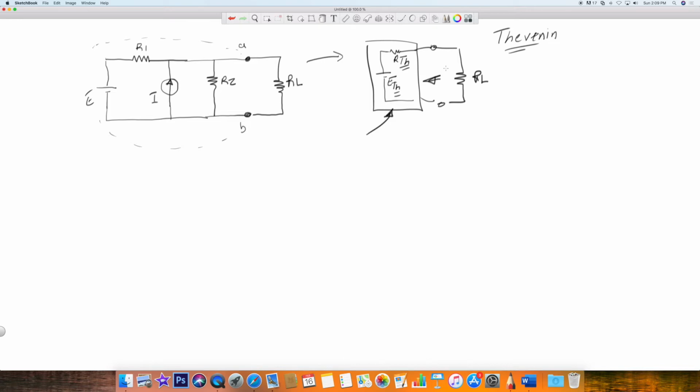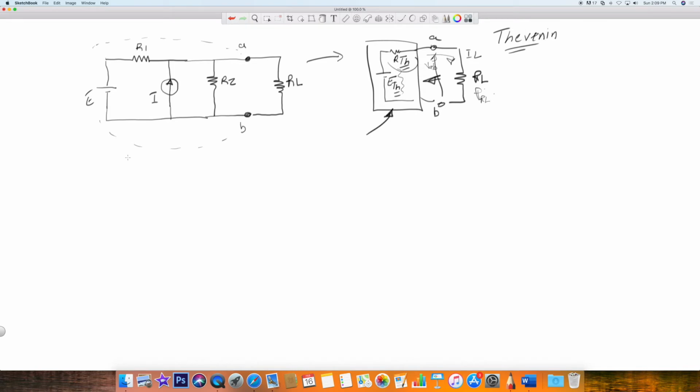As far as RL is concerned, between A and B, it sees an internal resistance of the system and an internal voltage source. We want to accomplish that goal, which makes it easier afterwards to figure out what our IL is, what the actual VAB is, maybe what the power consumption is for RL, etc. The way to do this is in several steps.